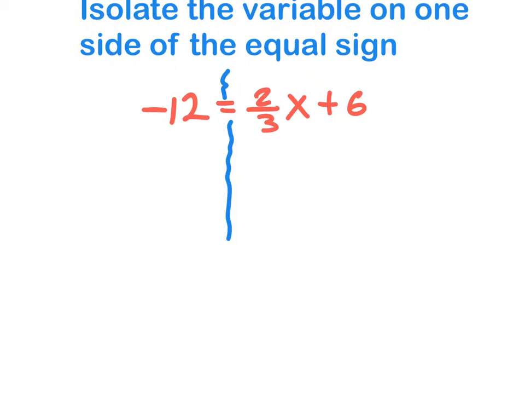How do we get rid of a plus 6? By doing the opposite, which is a minus 6. And of course, 6 take away 6 is 0. What you do to one side, you do to the other side. So subtract 6 over here. Now, notice that I said subtract 6.